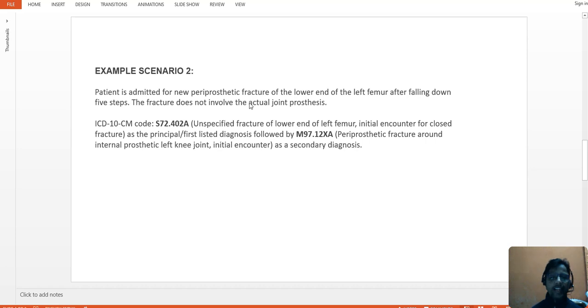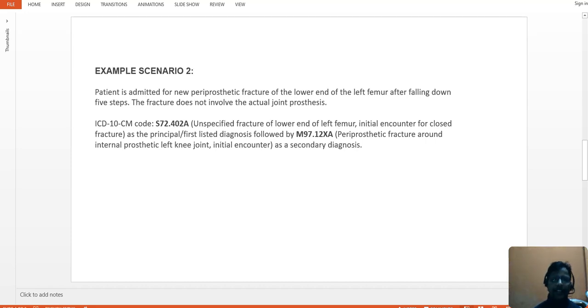So here also we need to code first the S code for fracture of the lower end of the left femur, as well as the M97 series. So here we will code the S72 series, which is for fracture of the lower end of the left femur. Whenever we code periprosthetic fractures, we need to check the exact location of the fracture, whether the physician is telling the fracture is in the implant. If the fracture is in the implant, we will code a complication. If the fracture is around the implant, we will code a normal periprosthetic fracture.